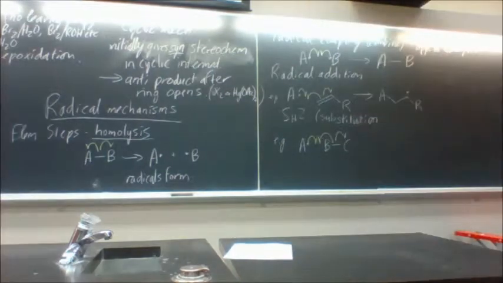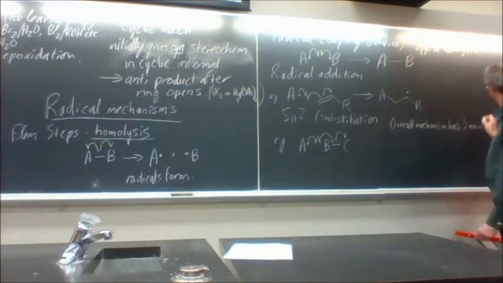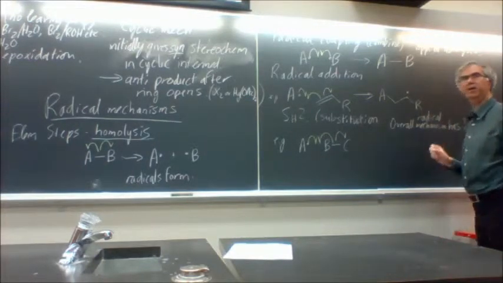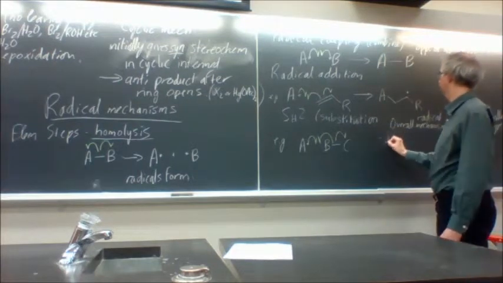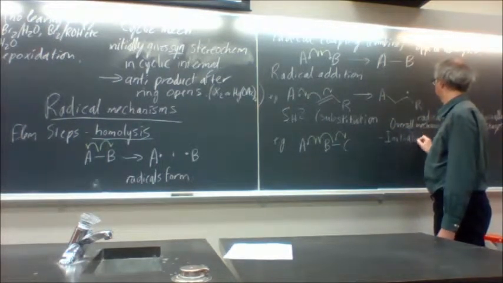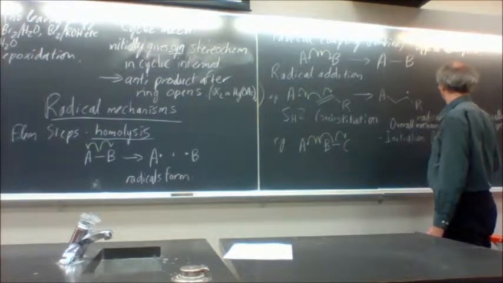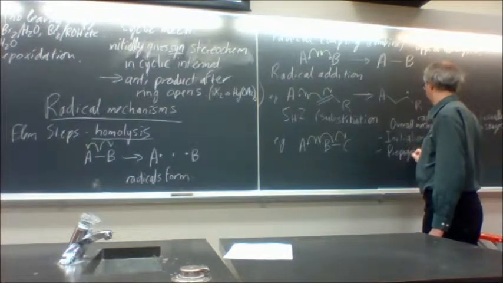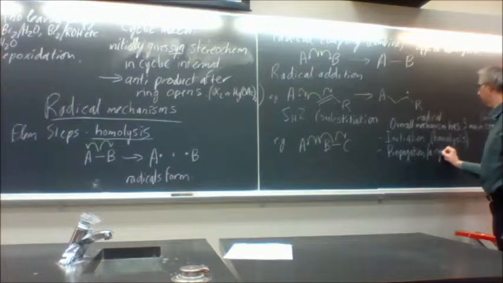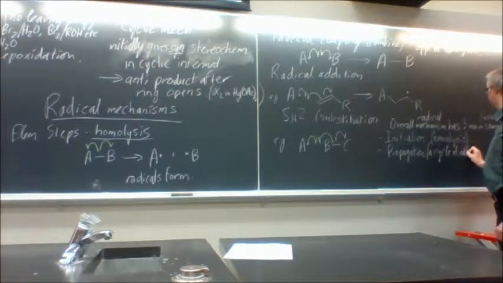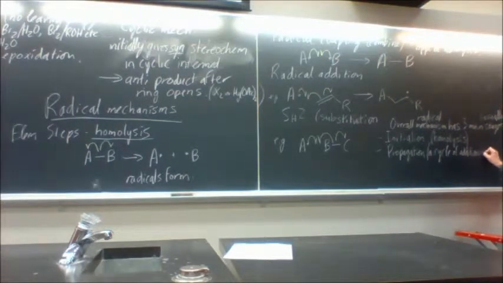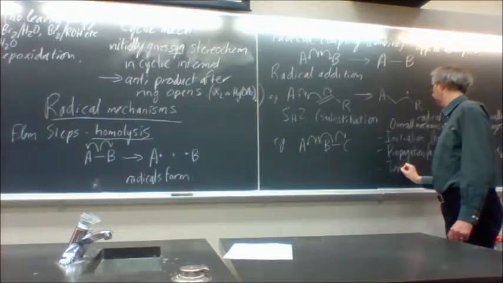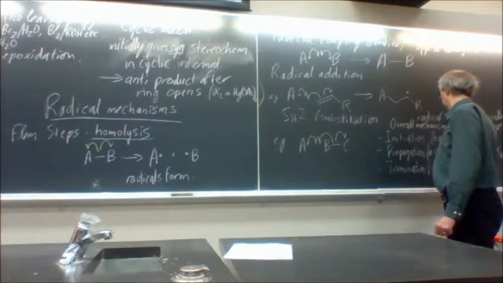Now, usually for a radical mechanism you have three main stages: initiation, which is going to be homolysis; propagation, which is a cycle of addition and SH2; and then termination, coupling.